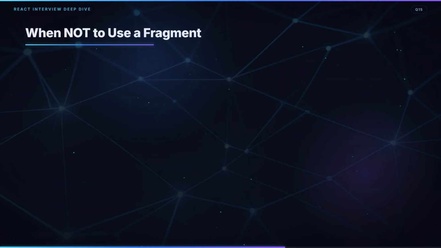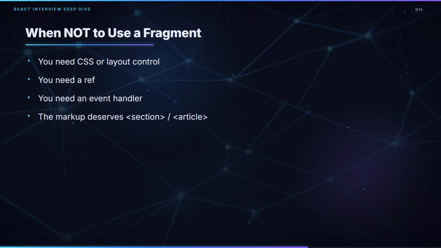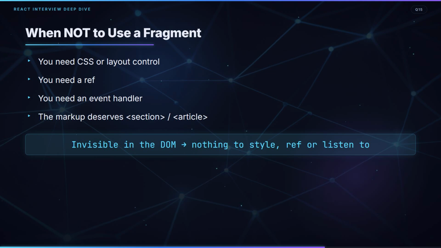So when should you not use one? When you need CSS or layout control. When you need a ref. When you need an event handler. Or when the markup deserves a real semantic container like section or article. A fragment is invisible, so if you want to style it or grab it, you actually wanted a real element.